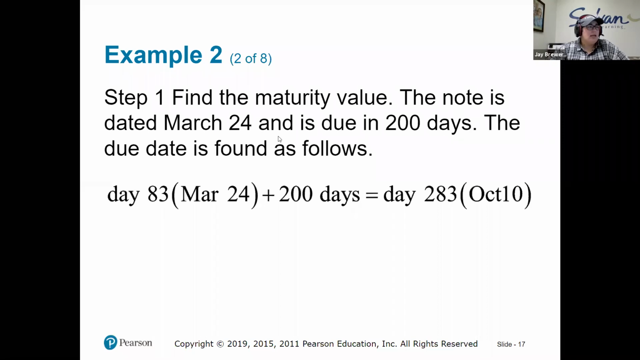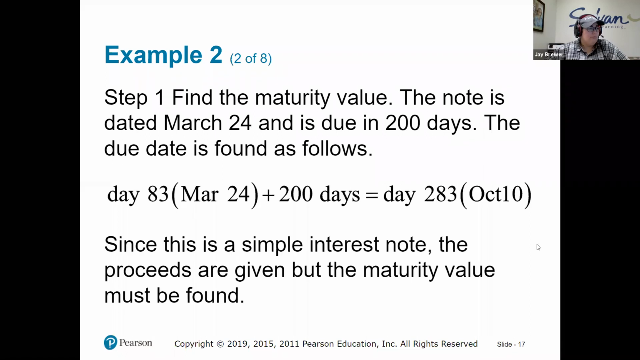So the note is dated for March 24th and is due in 200 days. The due date is as follows. So remember, we have that one chart or table that will help you with this, but day 83 is where we find that in the chart. Please don't sit here and add this all up because you can totally look it up. If you don't understand the chart, use Google. You're completely fine doing that. So then we're looking at October 10th.